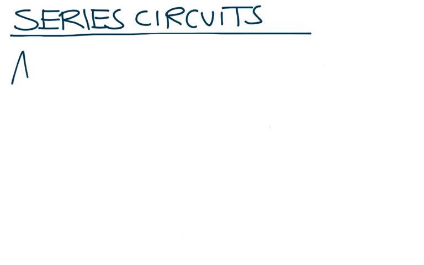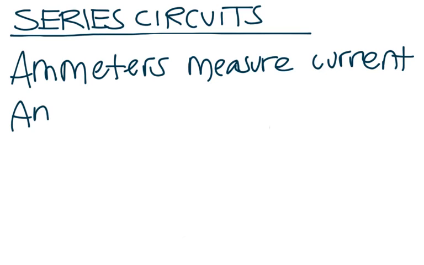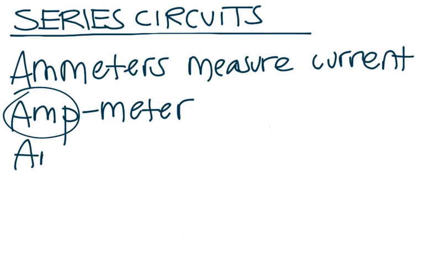But ammeters, they measure current. Ammeter is kind of like amp meter, and amp is ampere, right? And so the ammeters are going to measure current, and the unit for current is the ampere.